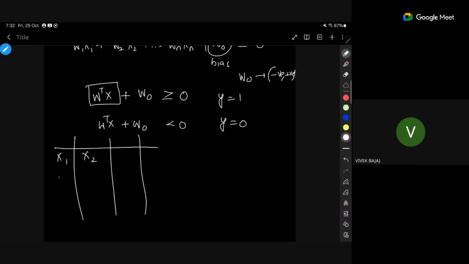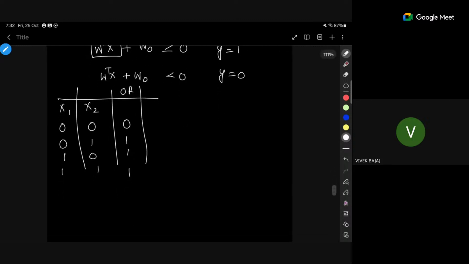Let's say if we implement an AND function or anything. So these are going to be the inputs, and let's say if it is an OR function, then I'll have 0, 1, 1, 1, right? So in this case, I need to write all the equations and then figure out what could be my W naught for this.